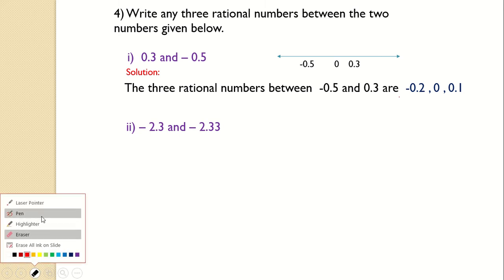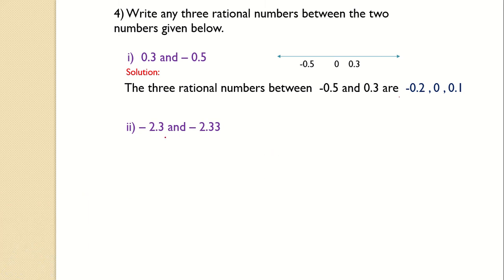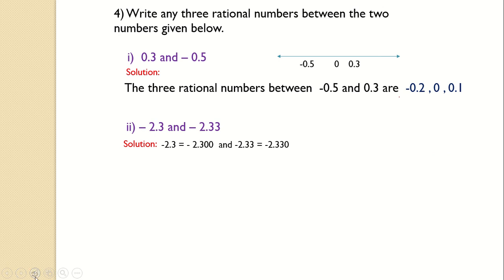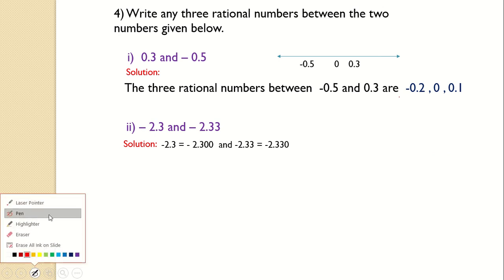Now between these 2, over here you just have to do a little modification in order to understand this better. After the decimal point on a number, you can give as many zeros as you want, the number will not change. So minus 2.3 you can write as minus 2.300, and minus 2.33 you can write as minus 2.330. You can do this. How many zeros you give doesn't matter, the value of the number doesn't change.